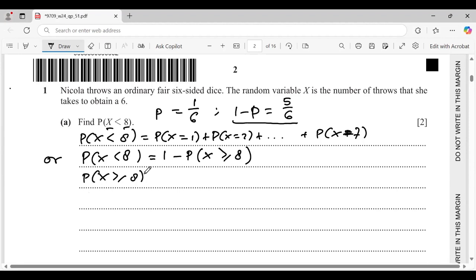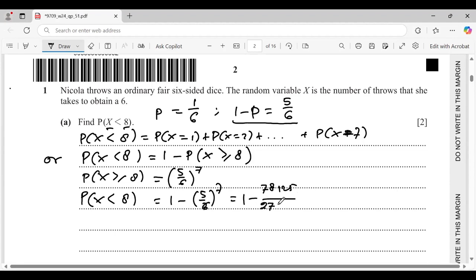Now, the probability X greater than or equal to 8 is 5 over 6 to the power 7. So this probability X less than 8 equals 1 minus (5 over 6) to the power 7, which is 1 minus 78,125 over 279,936. And this result is 0.72091. Rounded off, 0.721.